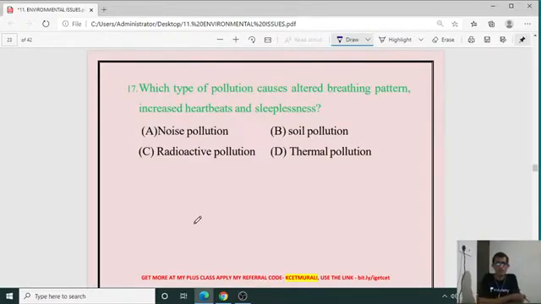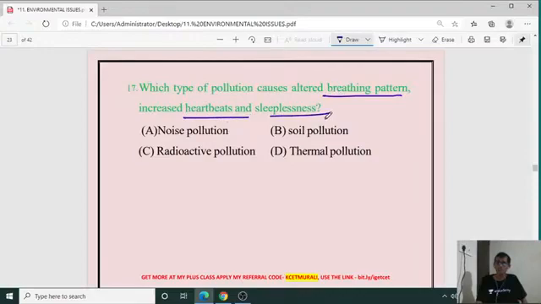Next question, which type of pollution causes altered breathing pattern, increased heart rate and sleeplessness? So problems on human health. The breathing pattern is going to change, heartbeat is going to increase, and sleeplessness will be there. Which pollution is it? Noise pollution, soil pollution, radioactive pollution, thermal pollution. It is nothing but noise pollution. Continuous hearing of high decibel noise is going to cause breathing changes, increased heartbeat, and also sleeplessness in that person. So in mega cities, the persons who are present near heavy industrial areas are going to have the problem.